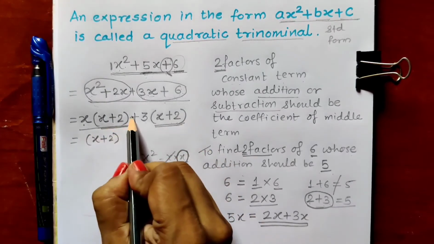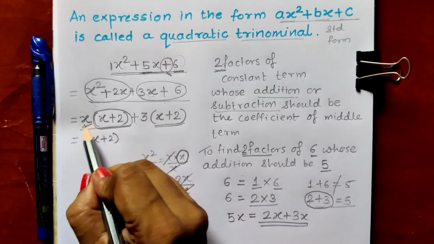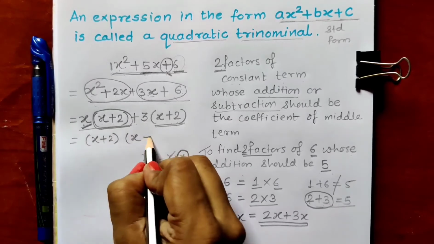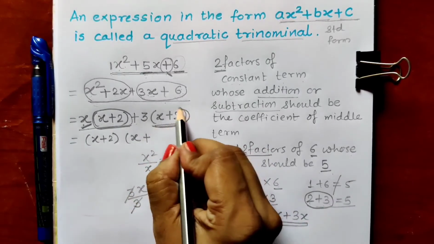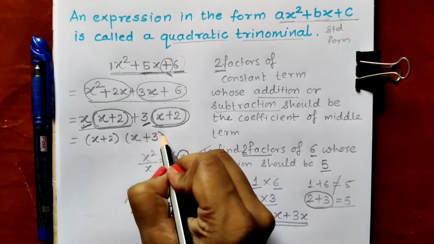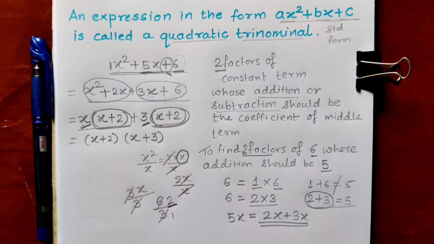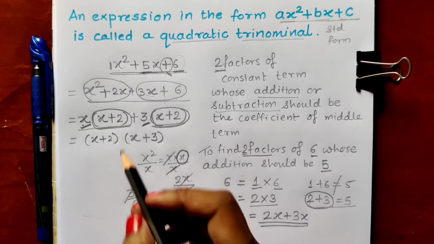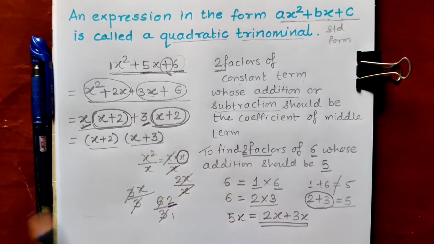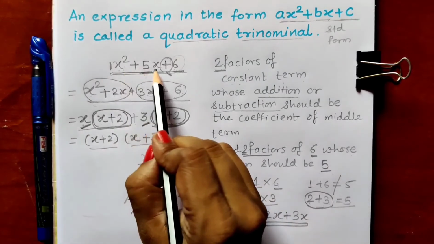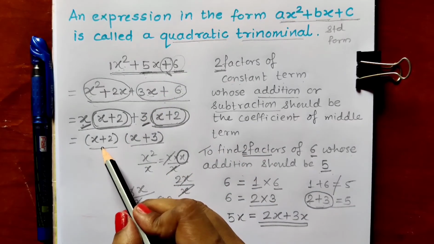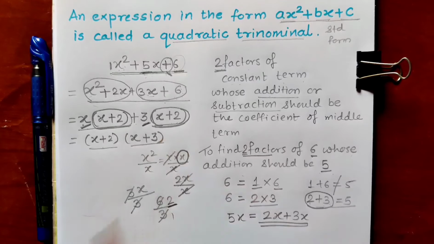From the first term, when we take out x plus 2 common, what is remaining? This x is remaining. So this x we write in the bracket. Plus, from this term, if x plus 2 is taken out common, what is remaining? 3 is remaining. So this 3 can also be written inside the bracket. In this way, in the end, we get these two brackets, x plus 2, x plus 3. So this x square plus 5x plus 6 can be factorized and we get the factors as x plus 2 and x plus 3.